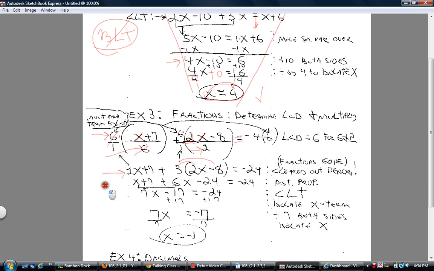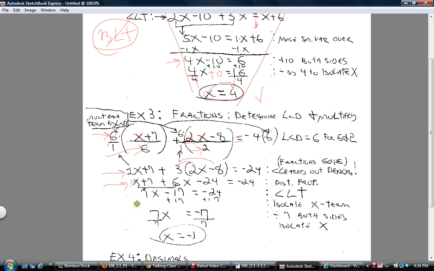Now I'm looking at this problem. Cover up the step before. Can I combine like terms on the same side of the equation? Yes. And look at this. If you don't see a number in front of the x, what's the coefficient? 1. Don't forget it. 1 plus 6, 7x. Negative 7 minus 24 results in negative 17 equals negative 24.